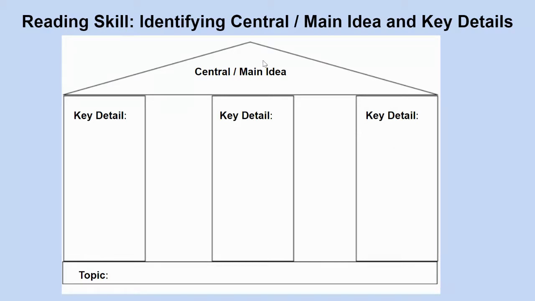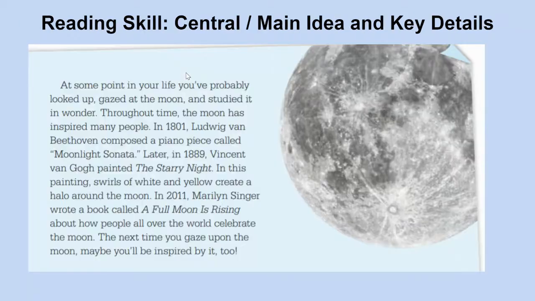We're going to see how this process works today as we go and read one of the passages that we looked at last week. We're going to be identifying the key details that we learn about the topic, and we're going to see how those three key details support the central or main idea. Last week, we took a look at this passage and we determined that the topic was the moon. Today, we're going to read this passage again and we're going to determine what are the key details that we are learning about the moon, and then what is the overall main idea the author wants us to take away.